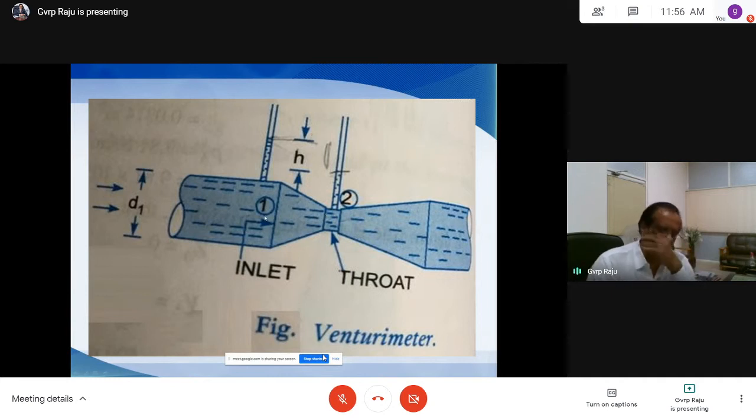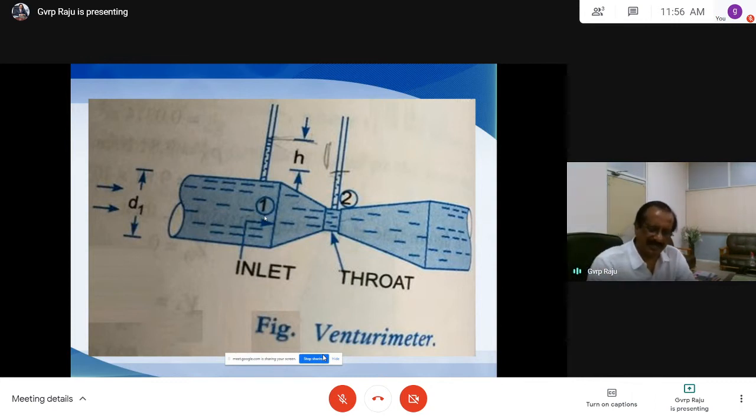See the continuity equation, we have A1 V1 is equal to A2 V2. In A1 V1 is equal to A2 V2, as A1 is more than A2, V2 should be more than V1, otherwise they cannot equate in the continuity equation. The flow is not changing here. So the velocity at section 2 will be more than velocity at section 1 as the area is reduced here.